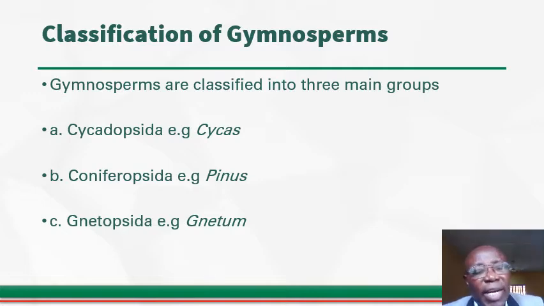Then classifying the gymnosperm into various groups. Basically, we classify gymnosperm into three main groups. The three groups are the Cycadopsida, and an example is Cycas. We have the Coniferopsida, example is Pinus. And we have the highest members, which is the Gnetopsida, and the typical example is Gnetum. This Gnetum in Igbo land is what we call Okazi. It's a good vegetable in Igbo land.